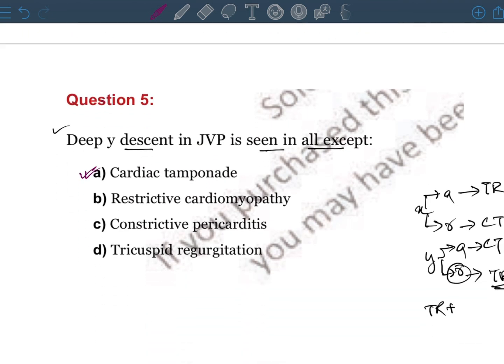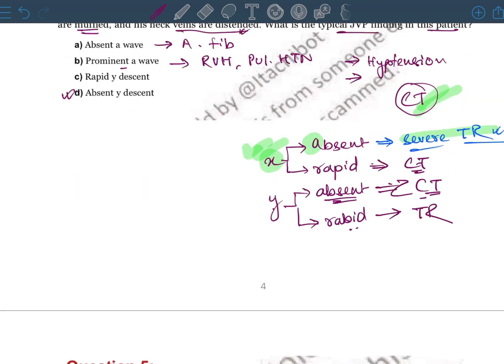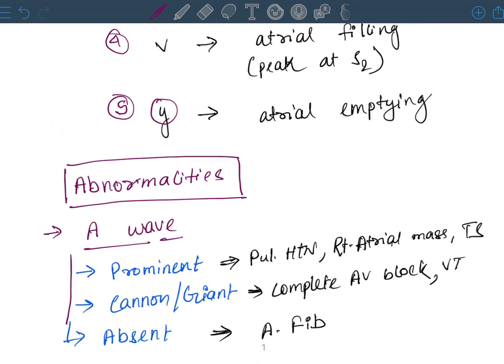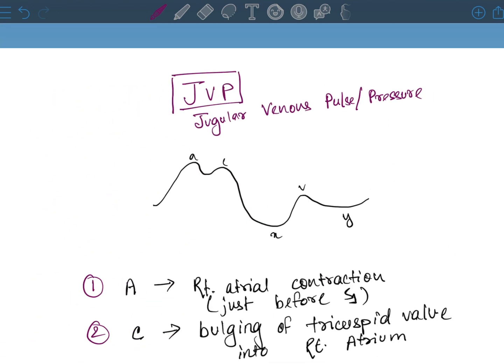These are the MCQs. Thank you. So just remember this trick table and these concepts, and then JVP will be done. Thank you.